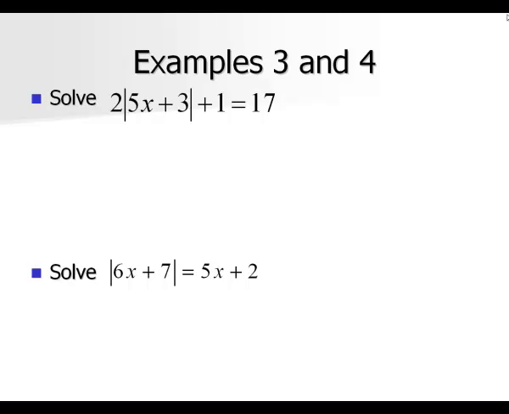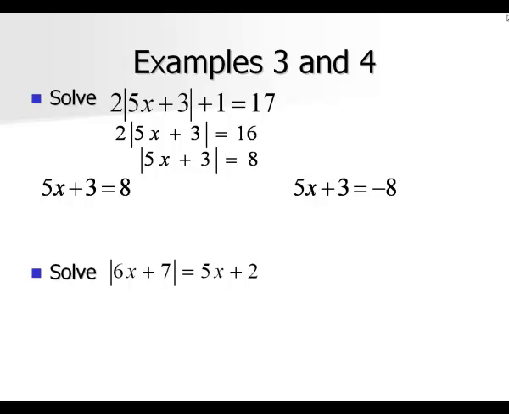Okay, we're going to begin example 3 by subtracting 1 to get 16. We're going to divide by 2 to get 8. And now we write our two equations. We're saying 5x plus 3 equals 8, or 5x plus 3 equals negative 8. And again, that's because you can go 8 units to the right of 0, or you can go negative 8 units to the left of 0 to still have the same absolute value.